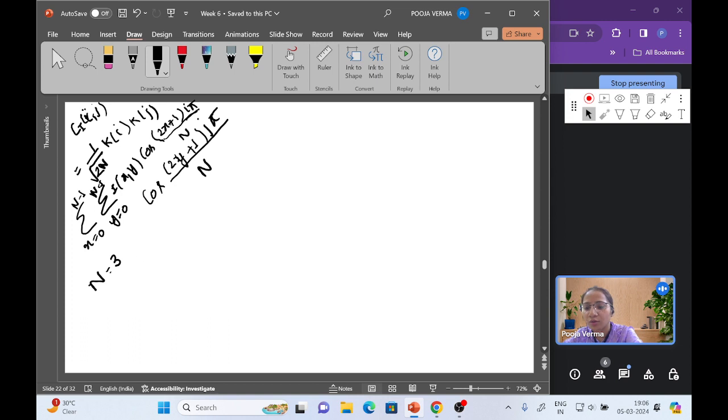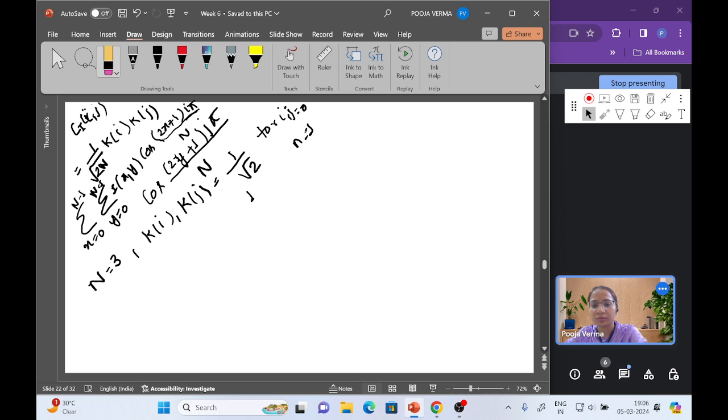n is 3. How will we find k(i) and k(j)? That is given. It is 1 by root 2 for i, j equal to 0 is given, and else, when it is not 0, it is 1. So here we need to find out C(0,0) and C(1,1).